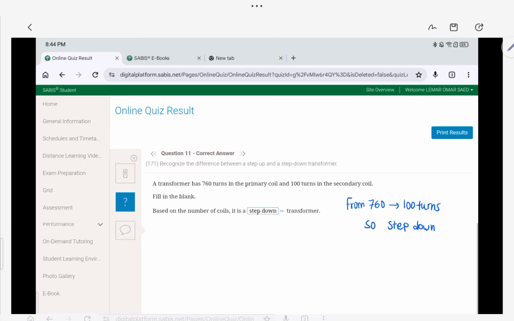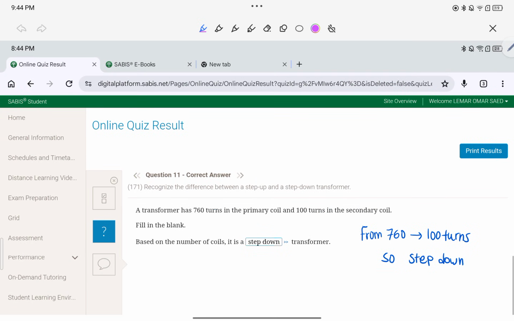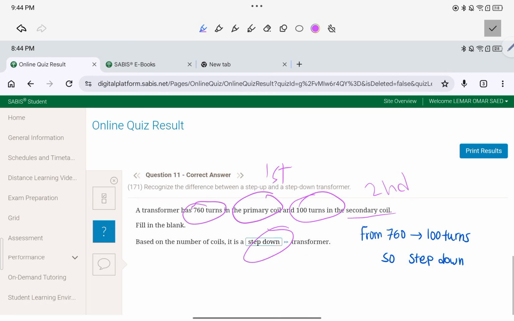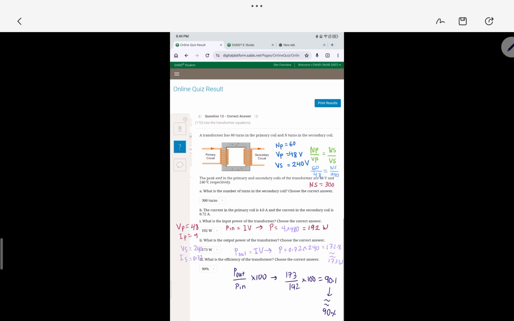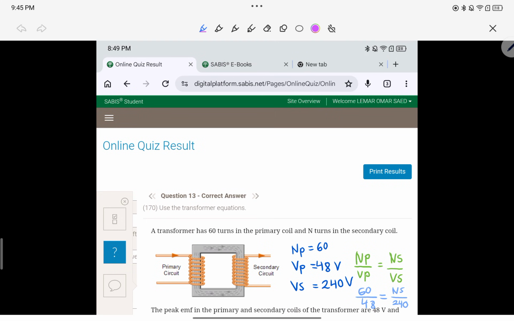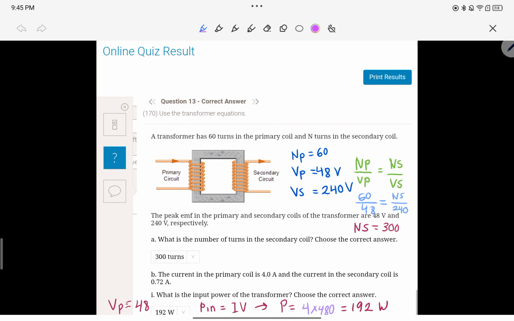Okay, question number 11. It's stepped down because it was 760 in the primary coil. In the primary, meaning the first. But in the secondary coil, which is the second, it became 100. It stepped down. Another long question, but this one's not as bad. You just have to find the number of turns in the secondary coil. Here you have 60, 48 to 40. You just apply the rule and you get 300.